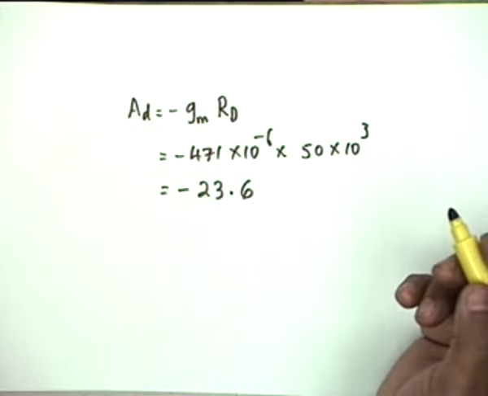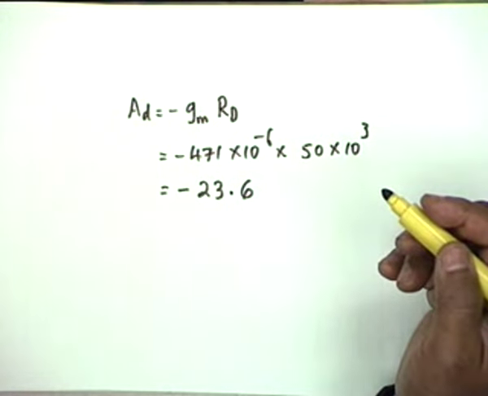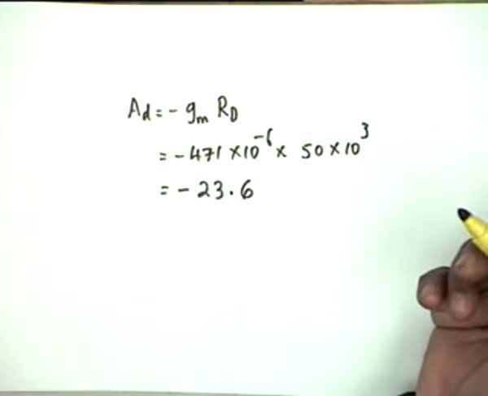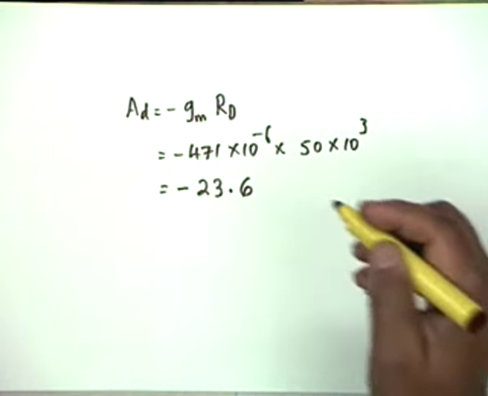I don't know how that 0.6 comes. It should have been... Oh, okay. That's what I simplified as 23.6.